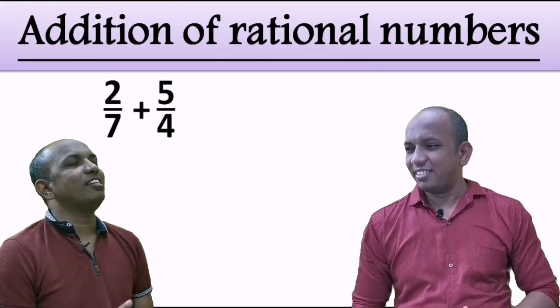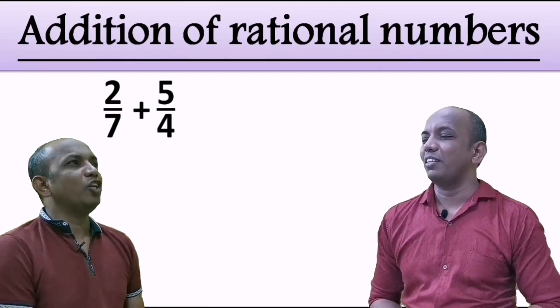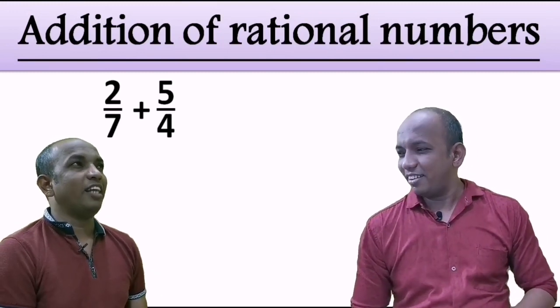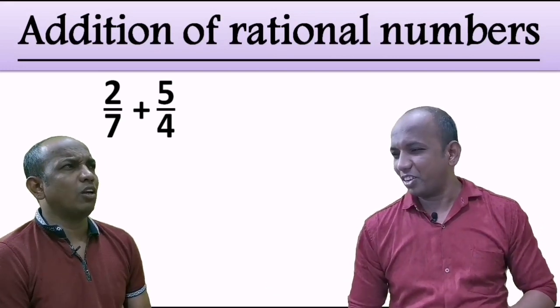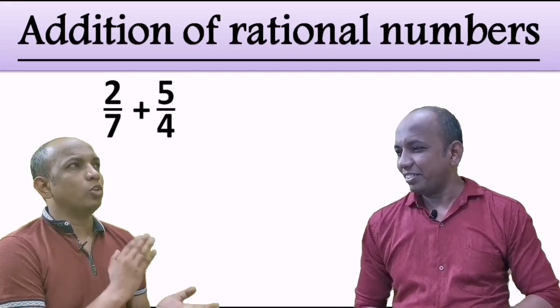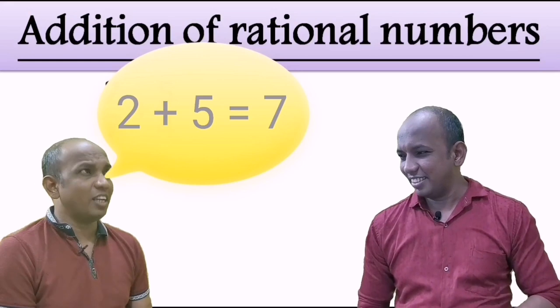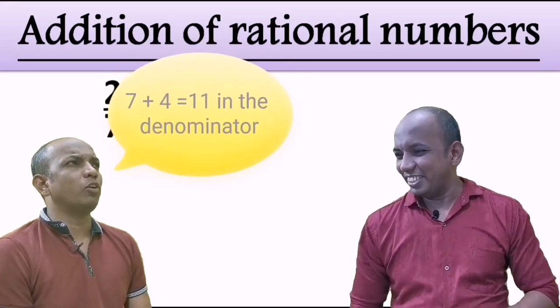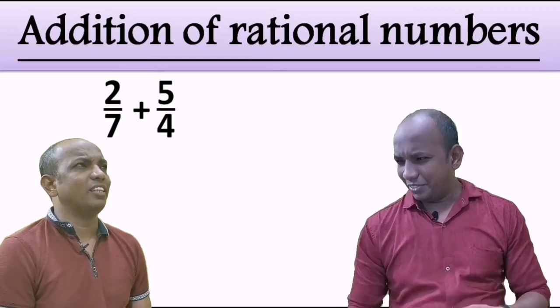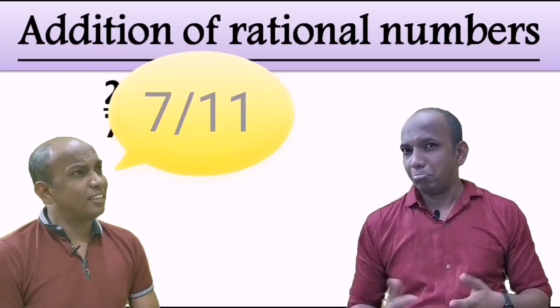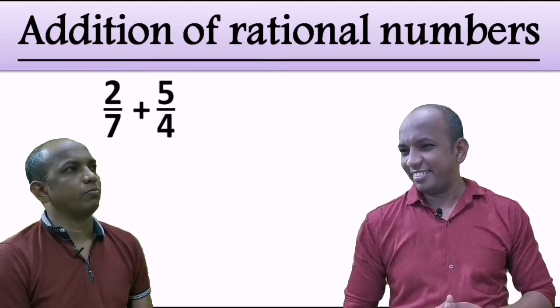Yes, sir. I feel this sum is very easy because in the numerator we have 2 and 5, and in the denominator we have 7 and 4. Okay, so that means addition is the operation, so we can add directly also. So 2 plus 5, we get 7 in the numerator, and 7 plus 4 we get 11 in the denominator, and as the final answer I can say we get 7 upon 11. Isn't it right, sir? No?